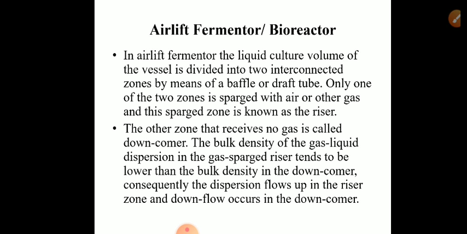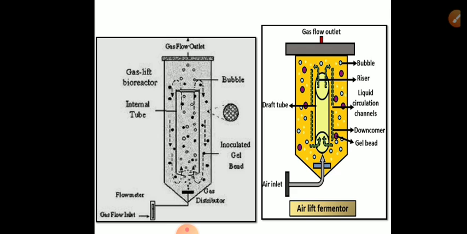The other zone, which does not receive any gas or air, is called the downcomer. The zone which receives the gas is the riser. The density of the gas-liquid dispersion in the gas-sparged riser tends to be lower, and the bulk density in the downcomer is consequently higher. The dispersion flows up in the riser zone and down in the downcomer zone.